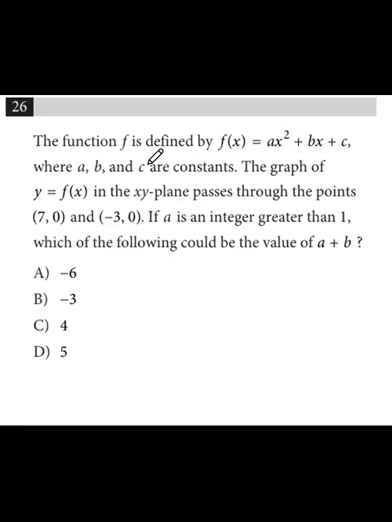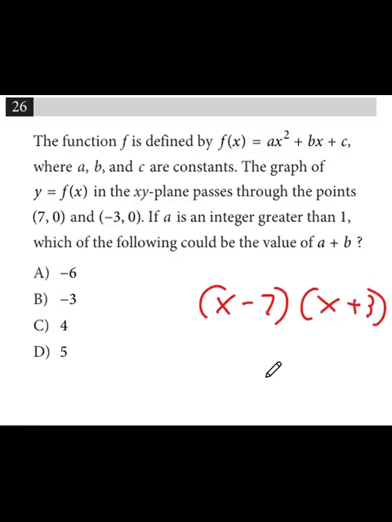Okay, so question 26, we have a function ax squared plus bx plus c. We're given the x-intercept points, and we're told a is greater than 1, and we need the value of a plus b. So in this case, we're given the intercept points, so we can just turn this into standard form. So we have x minus 7, because this is positive 7, and then we have x plus 3, because this is negative 3.